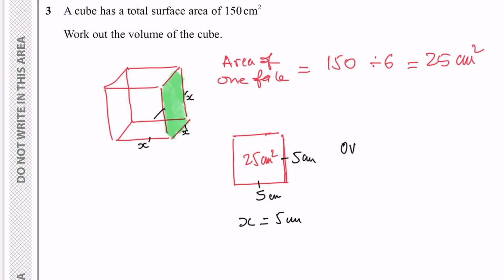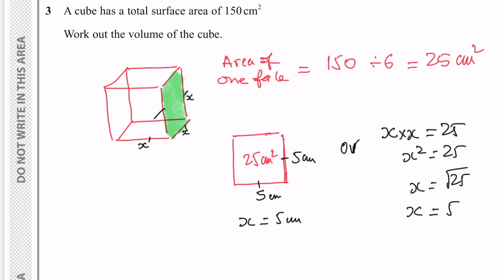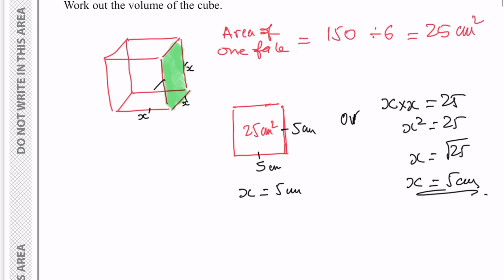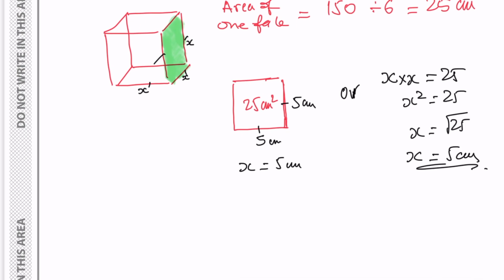Or, if you like, you can do x times x equals 25, x squared equals 25, x equals the square root of 25, no plus and minus because it's the length, so x equals 5 centimeters. So you don't have to do all this, just do which number multiplied by itself gives you 25.